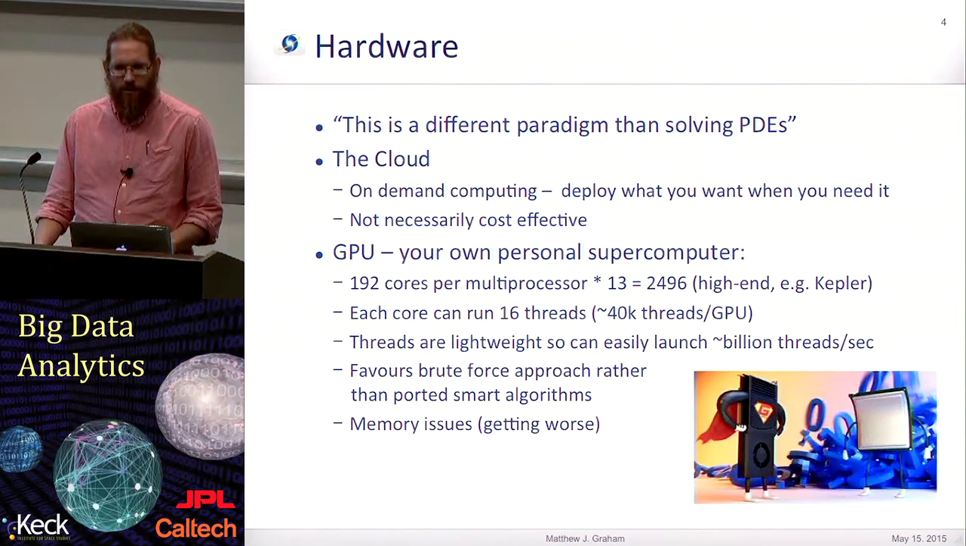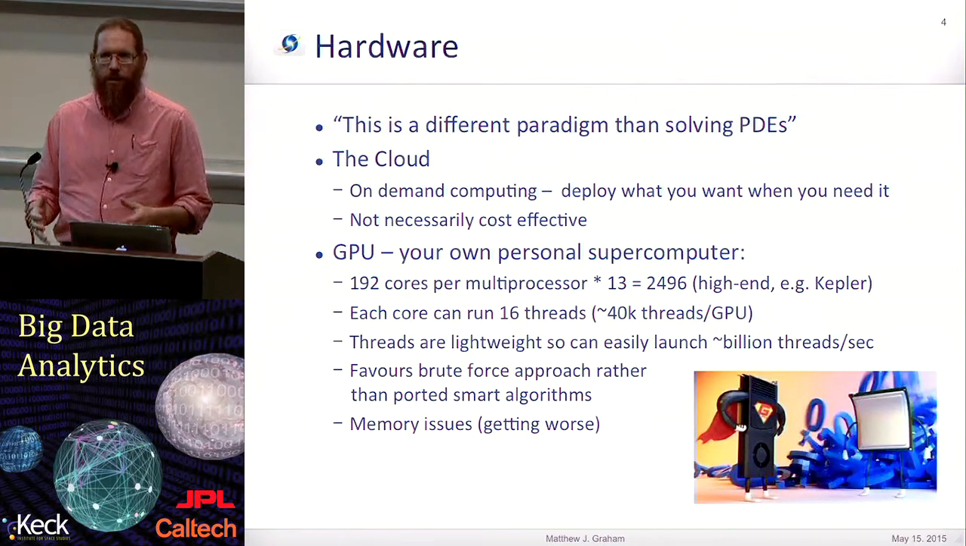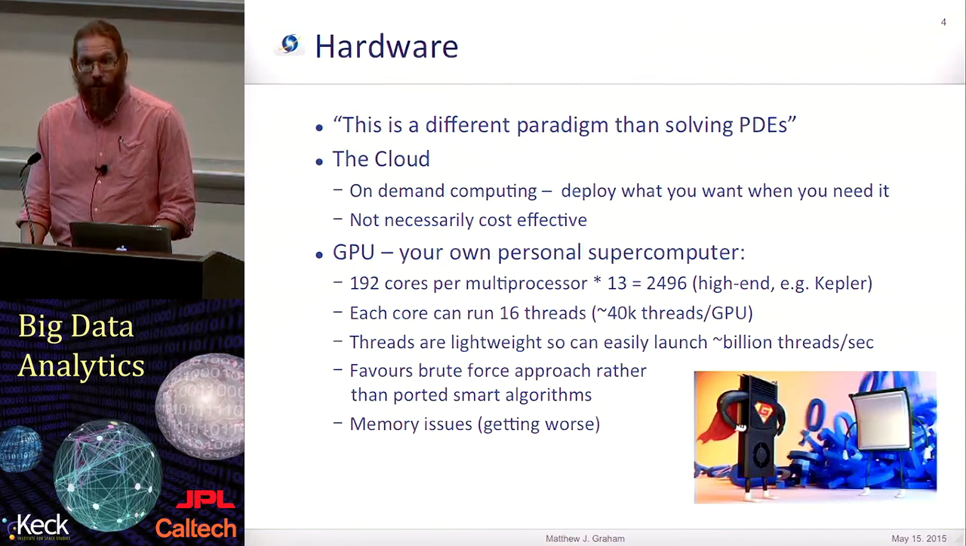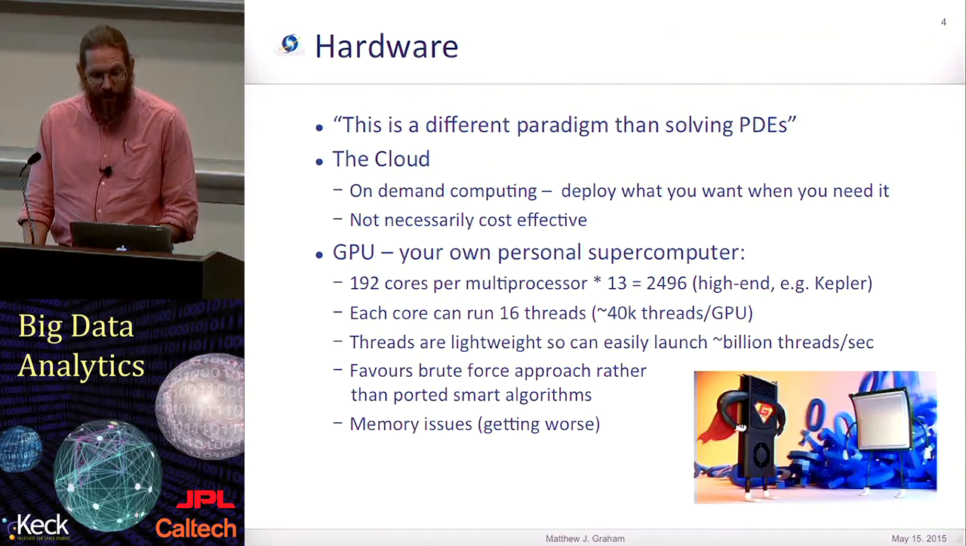You're just looking for something where you can throw a whole load of cores or CPUs at the sort of problems. Julian Bunn has already talked about the cloud and on-demand computing, where you can deploy what you want when you need it, get access to the amount you want to. This may not necessarily be cost effective, particularly for data transfer.